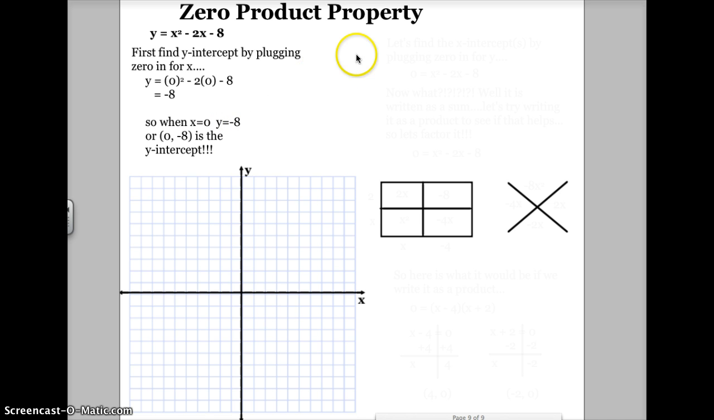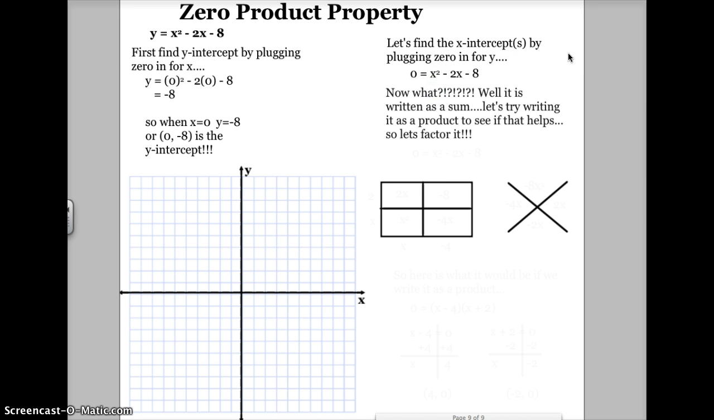Now let's try and find the x-intercept or intercepts. When I do that, I'm going to plug in 0 for y. Well, 0 is equal to x squared minus 2x minus 8 is my new equation. Now this isn't as easy to find as my other one when I plugged in 0 for x. As a matter of fact, I'm not sure I could guess and check and plug in quantities for x, but that's going to be kind of a difficult way to do it.